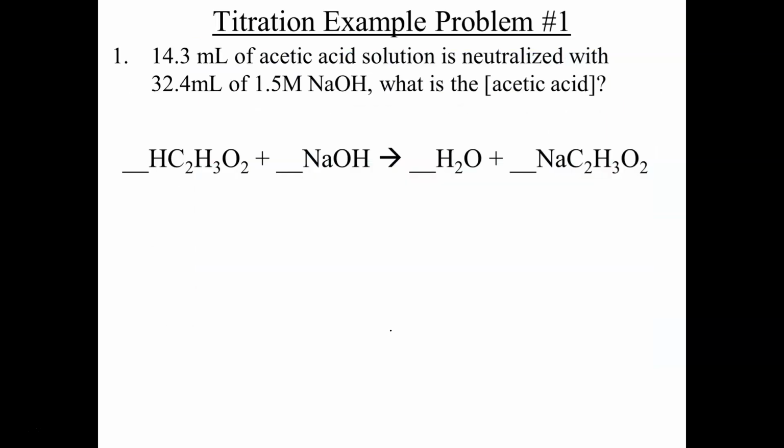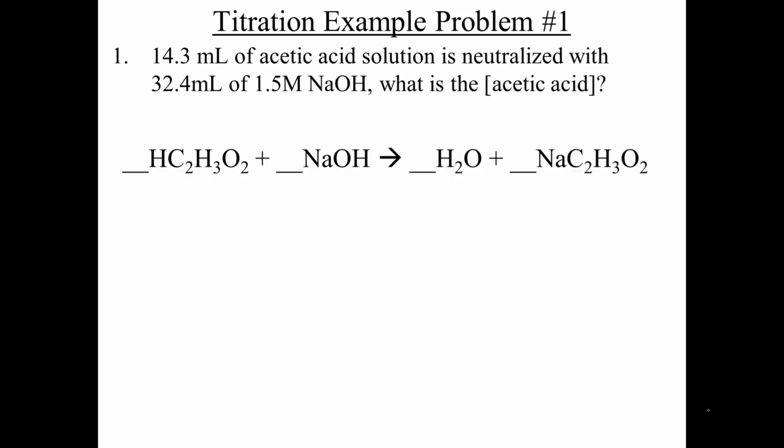Okay guys, let's take a look at some of these titration example problems that you have on your note sheet. Here's the first one. This is very, very similar to what you did in lab. So here's the process. You have a 14.3 milliliter sample of acetic acid solution, and that is neutralized with 32.4 milliliters of 1.5 molar sodium hydroxide. I want to know what the concentration of acetic acid is.